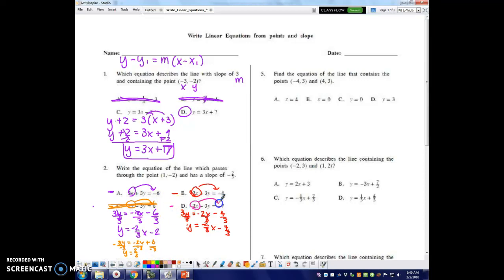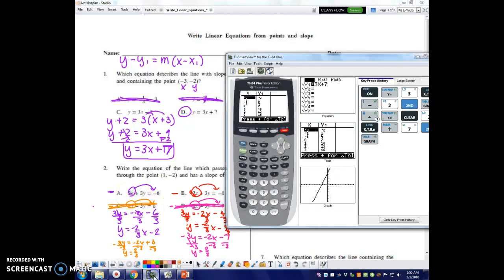Now let's do D. So move that x over. So we have negative 3y equals negative 2x minus 7. Divide by negative 3. Cancels. Y equals positive 2 over 3. That's not what we needed, so that one's out. So now we're just down to A and B. So we're going to type them in our calculator. The first one, negative 2/3 x minus 2.